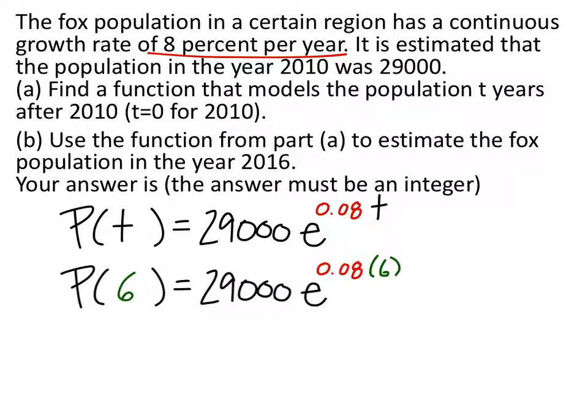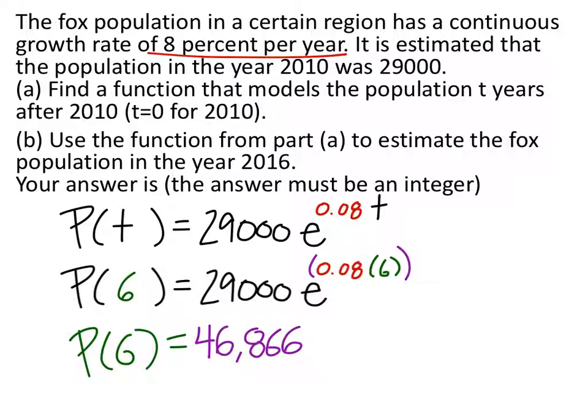So this one turns out pretty nice because I can plug that directly into my calculator. 29,000 times e to the power of 0.08 times 6. But again, don't forget you may need parentheses depending on your calculator for that exponent. The decimal is 0.157 and some change. So since it's 0.1, we're going to keep that rounded to the 6. And let's label that, this would be 46,866 foxes.